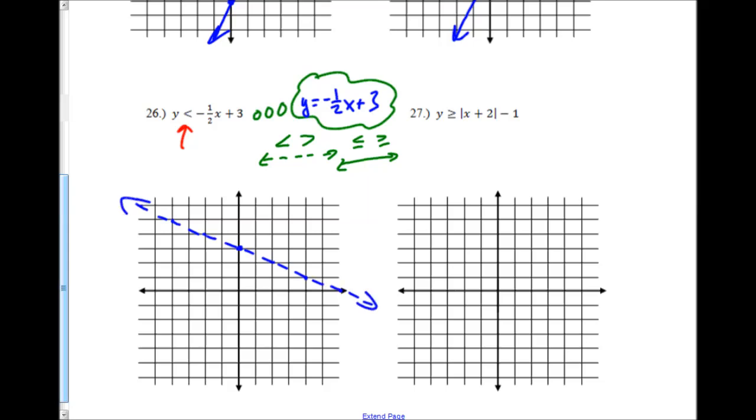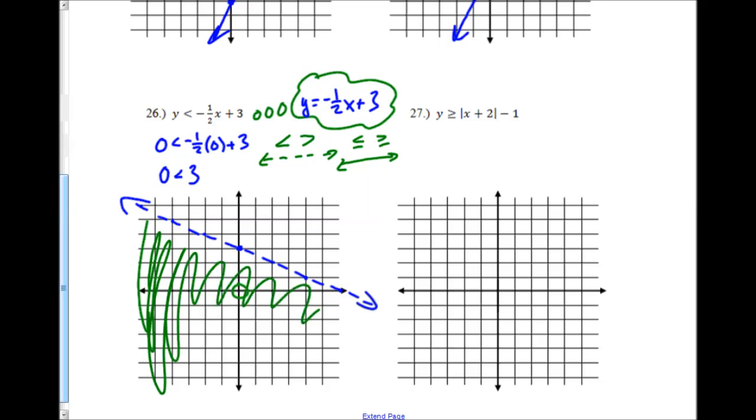And now I have to choose a side to shade, because that's what the greater than or less than does. I have to shade one side or the other. And to do that, we just pick a test point. I would test the point (0, 0) when you can. So I plug a 0 in for y. I plug a 0 in for x. And I simplify, and it reads as 0 is less than 3, which is a true statement. And since I got a true statement, I'm going to shade that side of the line. Okay, so I shade that side of the line because it gave me a true statement. And that's the graph of my inequality.